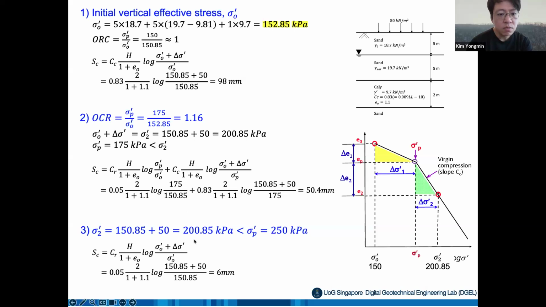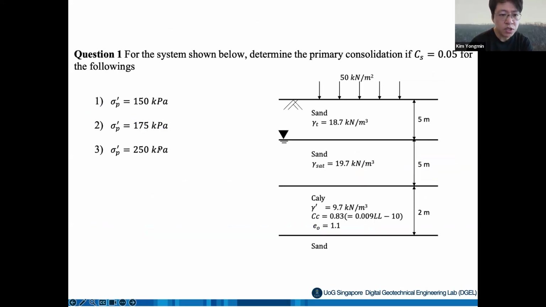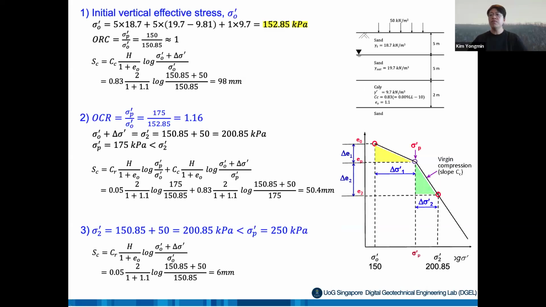But now your pre-consolidation pressure is 250. Wow, so big, right? Your initial effective stress is 150. Your additional surcharge is 50. Your maximum effective stress is around 200, but your pre-consolidation pressure is 250.